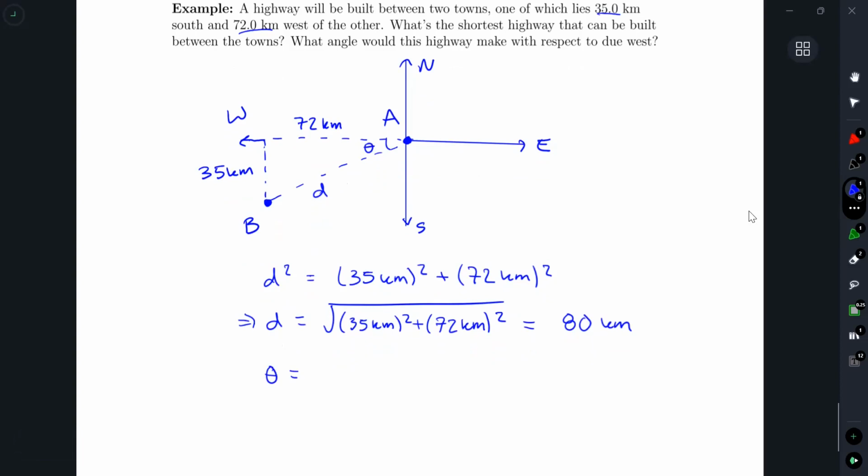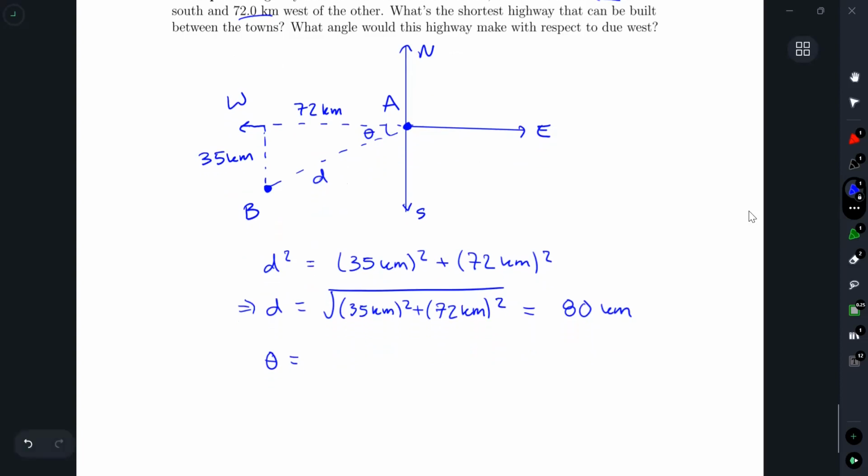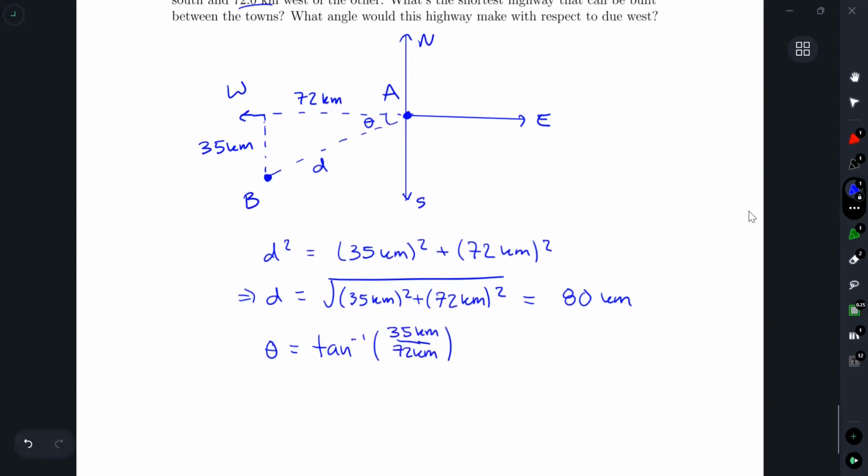Wouldn't it be inverse tangent of 72 over 35? Very close. Which is your opposite side? Which is your adjacent side? 35. It's 35 over 72. Yep, there you go. So this will be about 26 degrees, but I'm not done.